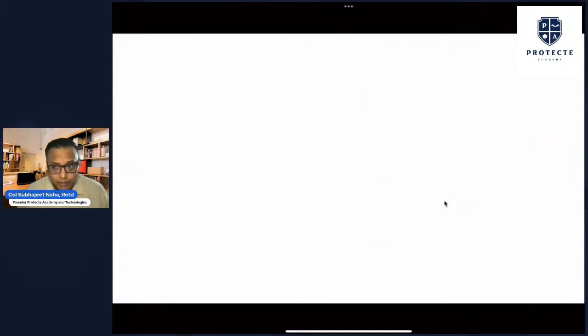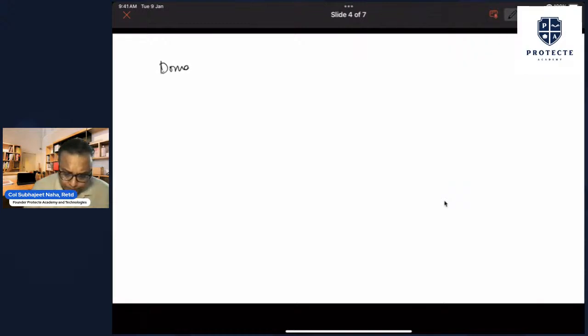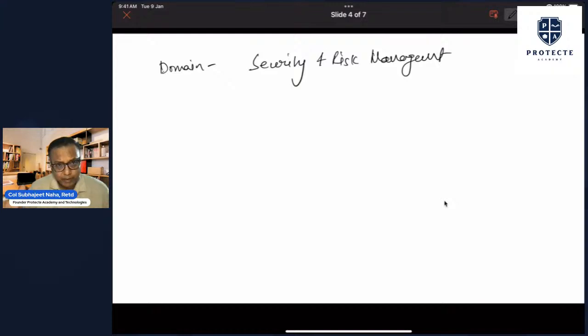Okay. So now I come to what domain one is all about and how to tackle this domain. Domain one is basically security and risk management. Now, what does this have? This part of the domain has five major aspects. First is confidentiality, integrity, and availability. This becomes the pillar of information security. You have to understand how this applies to information assets.